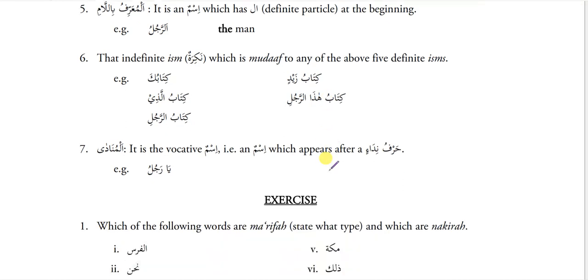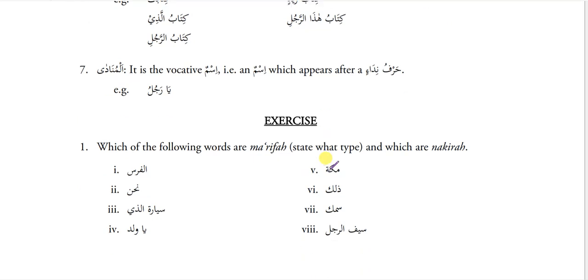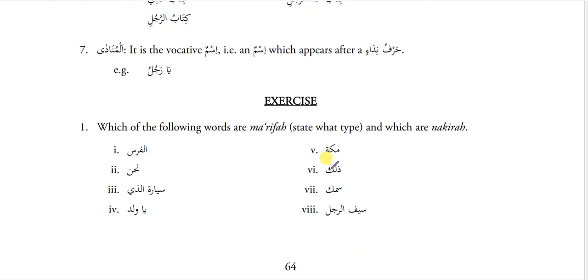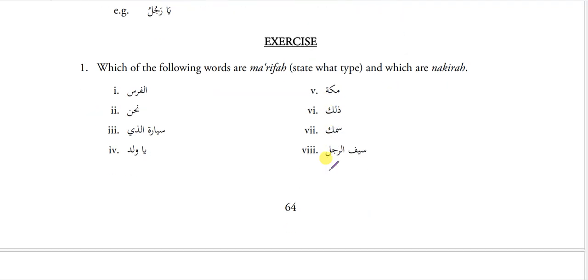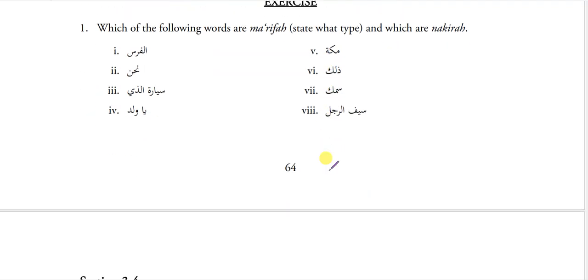The indefinite nakira which is muzaf to any of the 5 definite isms. Point number 6 is just telling you that whenever there is a muzaf ilay marifa, its muzaf will always be marifa. And point number 7 is munada, it is a vocative ism, an ism which appears after harfenida, like ya rajulu. Exercise: which of the following words are marifa, state what type, and which are nakira.